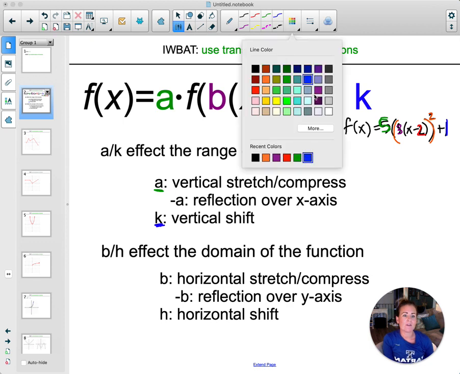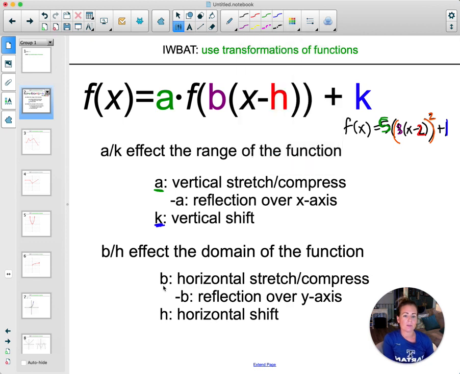Numbers inside the function, again, impact the domain. The b value you're going to know because it's multiplied, and it has to be factored out. Do you see how I've got parentheses in here? So if this one had been written differently, we would need to factor out this 3 in order to write it in transformation form. Factor that out so you can get that h value correct.